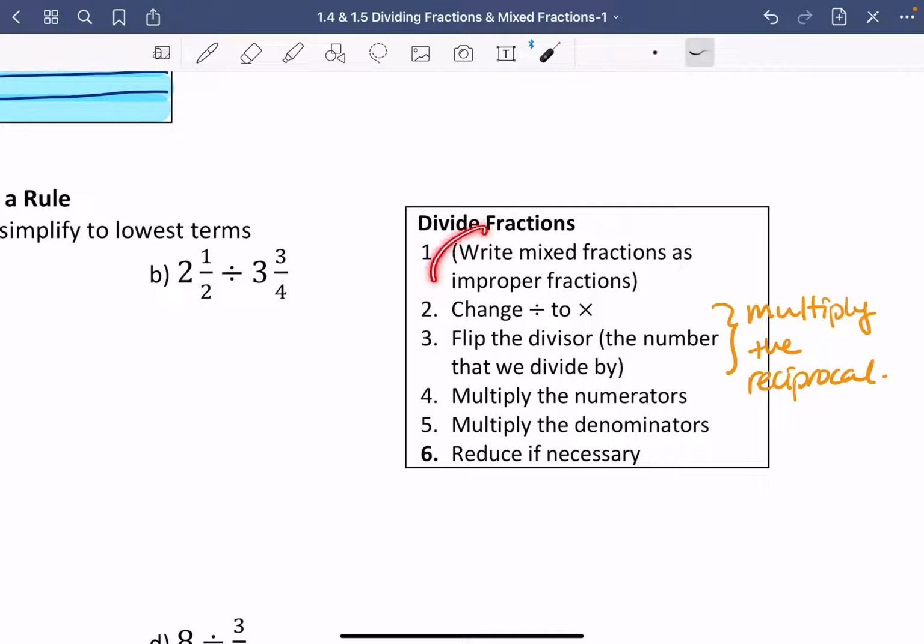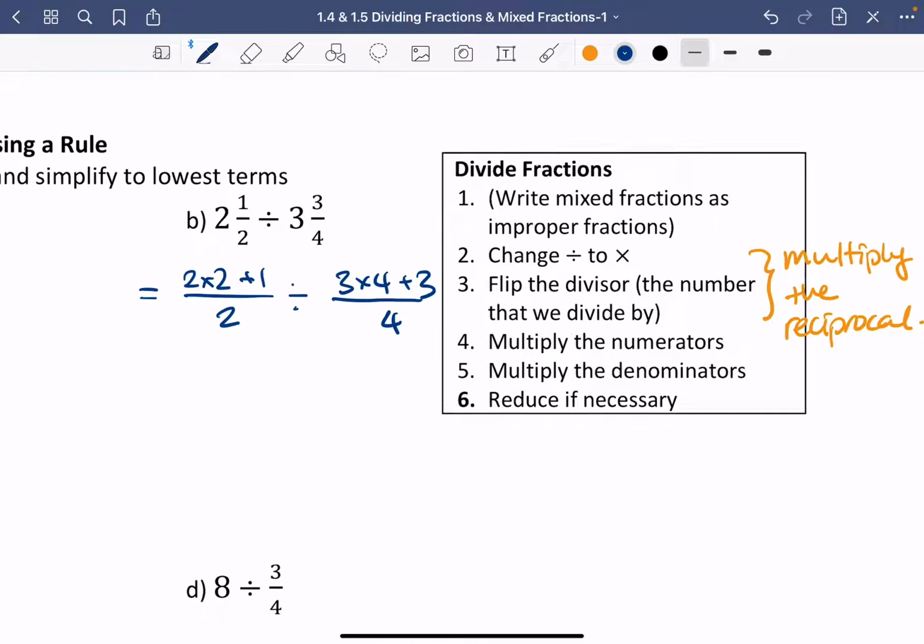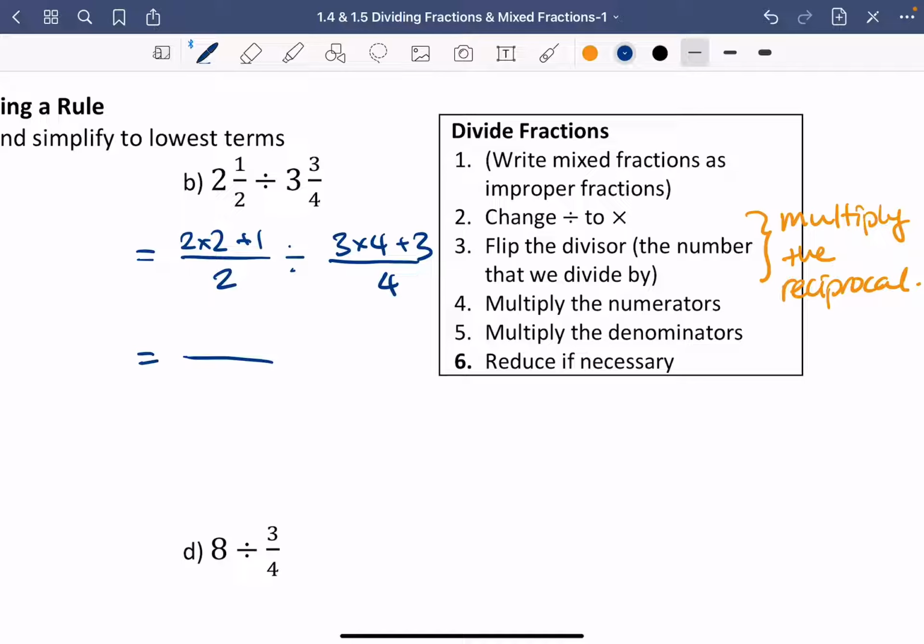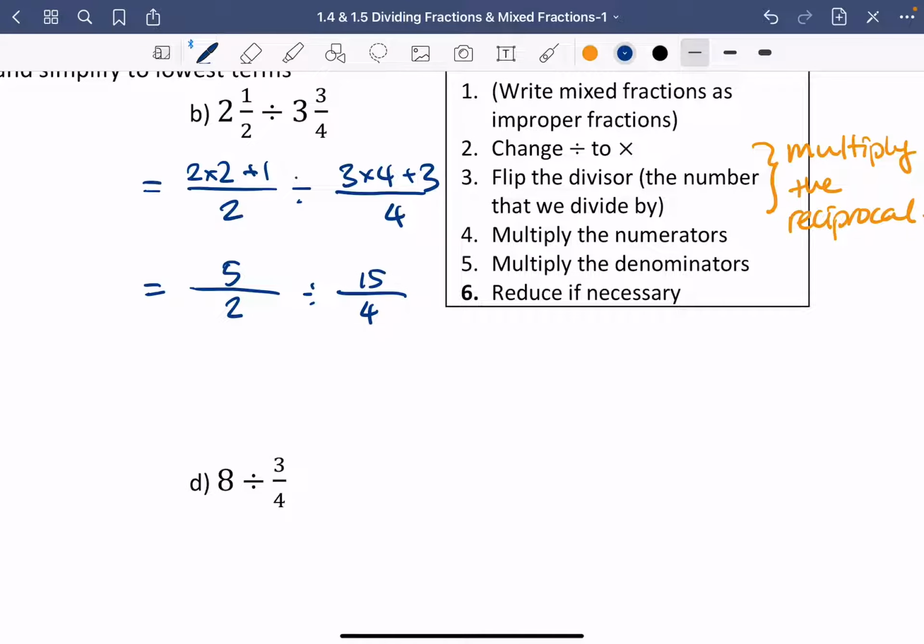So what we need to do first is change it to an improper fraction. Okay, so 2 times 2 plus 1. And then we have 3 times 4 plus 3. So the first fraction is 5 over 2, and the second fraction is 15 over 4. And now we can start the second step. Keep the first fraction, change the division to a multiplication, and flip the divisor.